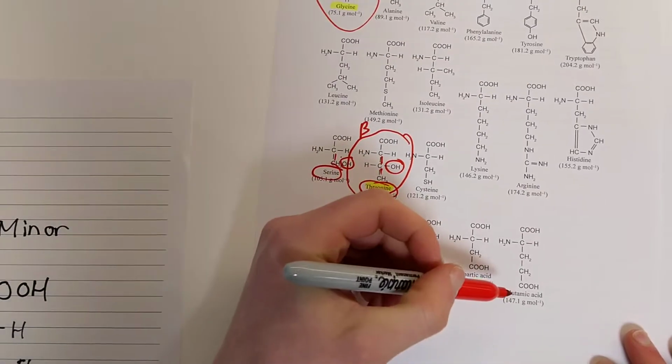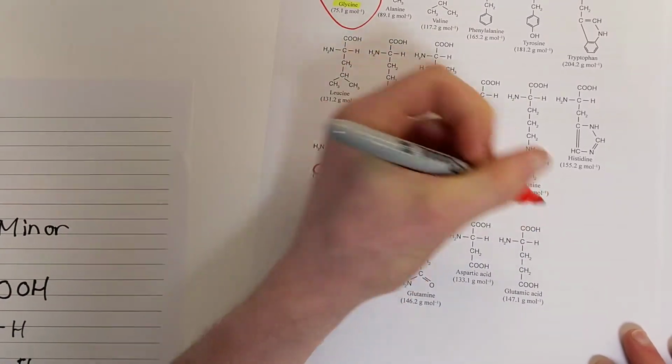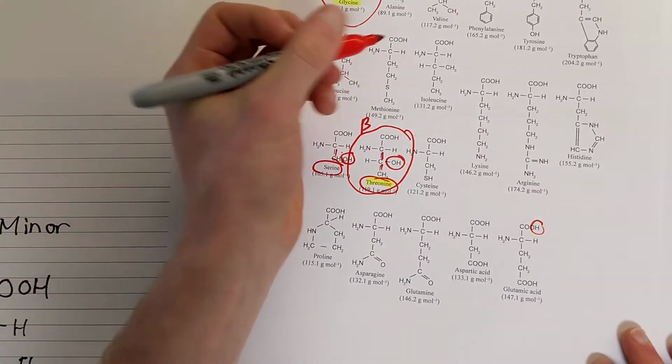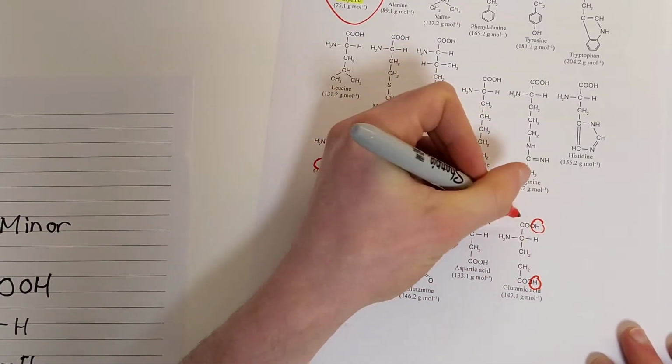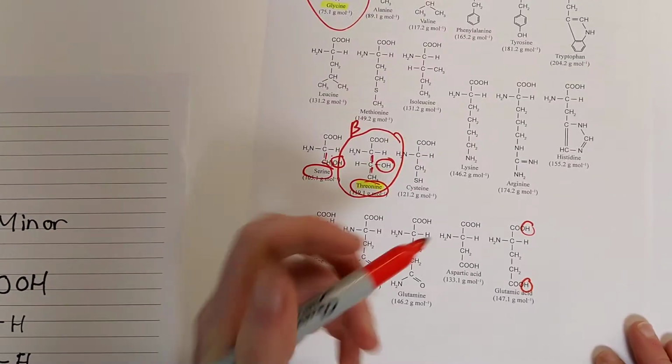I'm seeing something like glutamic acid. It has a carboxylic acid functional group. We know this hydrogen's acidic. It can be neutralized. So can this one down here. It has 2 carboxylic acid functional groups. But what about a third one?